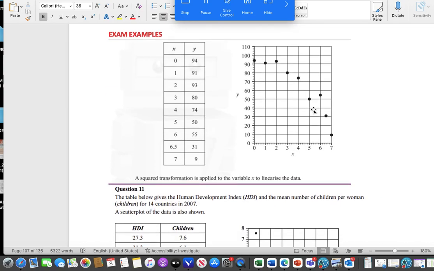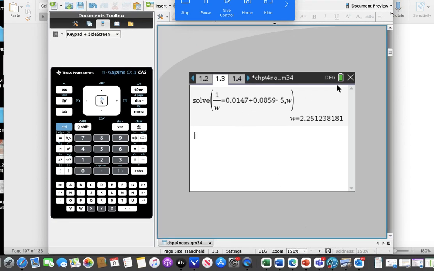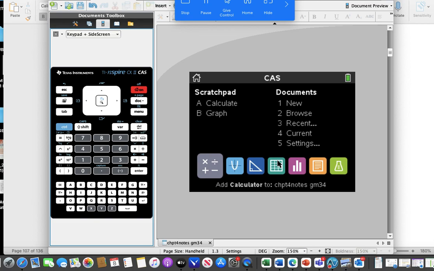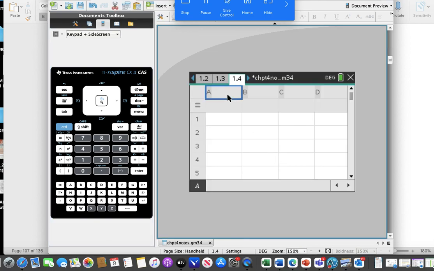Now we've got some examples that we're just going to go through. Sometimes, as I said, they will tell you what transformation we're going to do. Here, this one asks us for a square transformation applied to the x to linearize the data. So I'm just going to use this one as an example to practice and go over what we did. You would pop in our X list and pop in our Y.